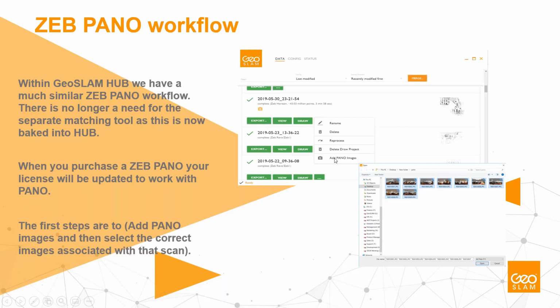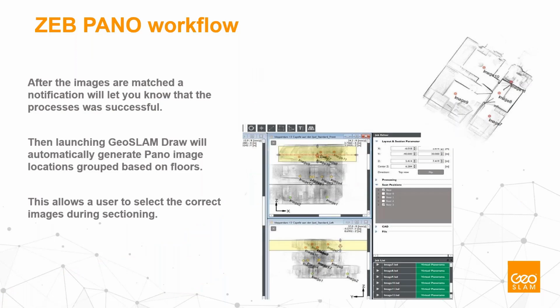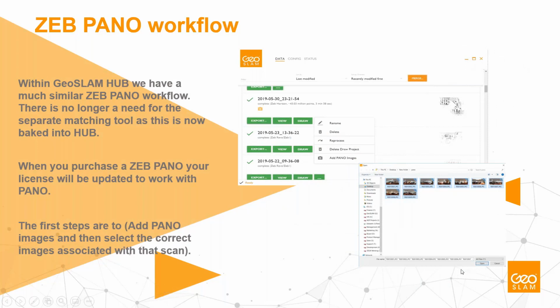You'd hit the Add Pano Images icon, and then Windows Explorer in the bottom right would appear. And then you just navigate to the location of where all your images are stored. So in this example here, I put all the images on my desktop in a nice folder. However, if you just plug in the ZEB Pano camera to your computer or your workstation, you can navigate directly to the Pano directory and copy the specific images across that way. Okay, and then actually, let me just go back one moment. So then we hit open and click OK. And then you'd get a notification through the notifications in Hub that the image matching was successful.